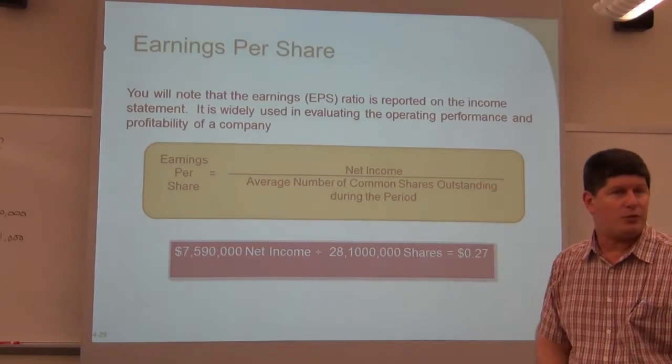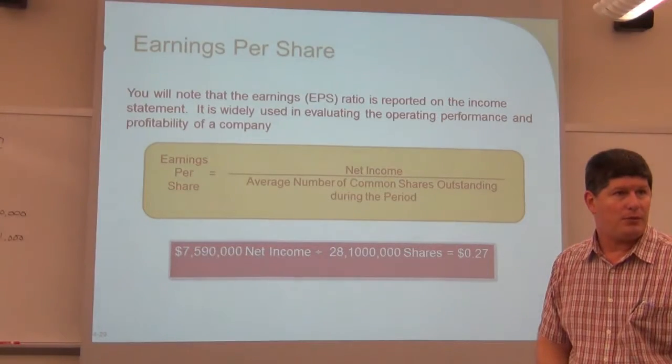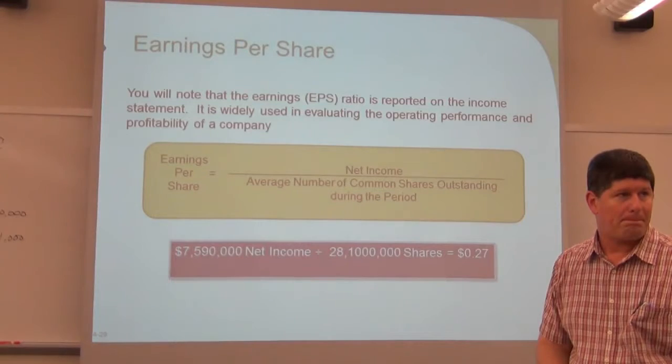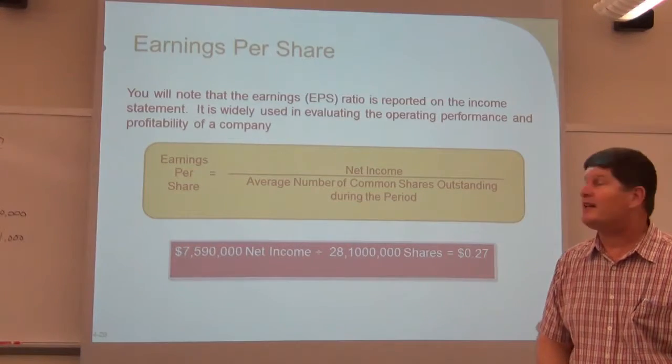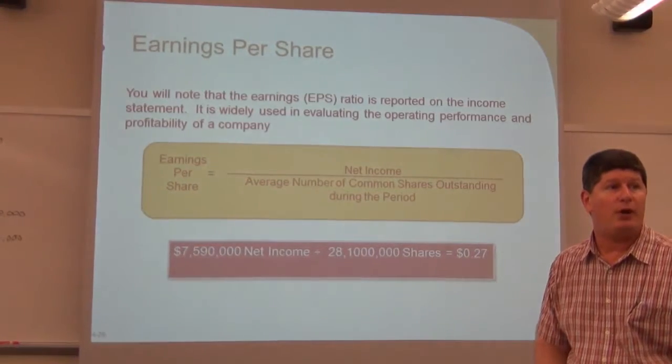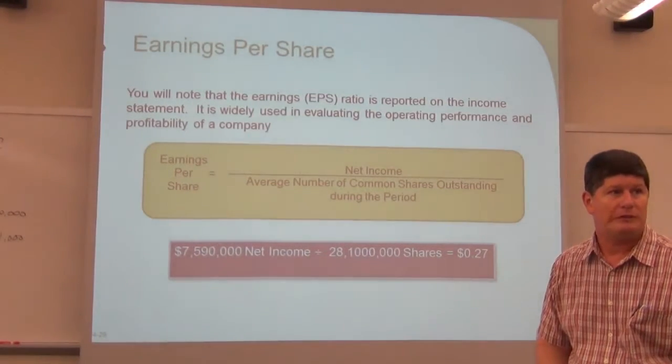Companies with higher earnings per share numbers usually sell for higher prices on stock exchanges. Companies that have higher earnings per share, their stock sells for higher amounts on the stock exchange.